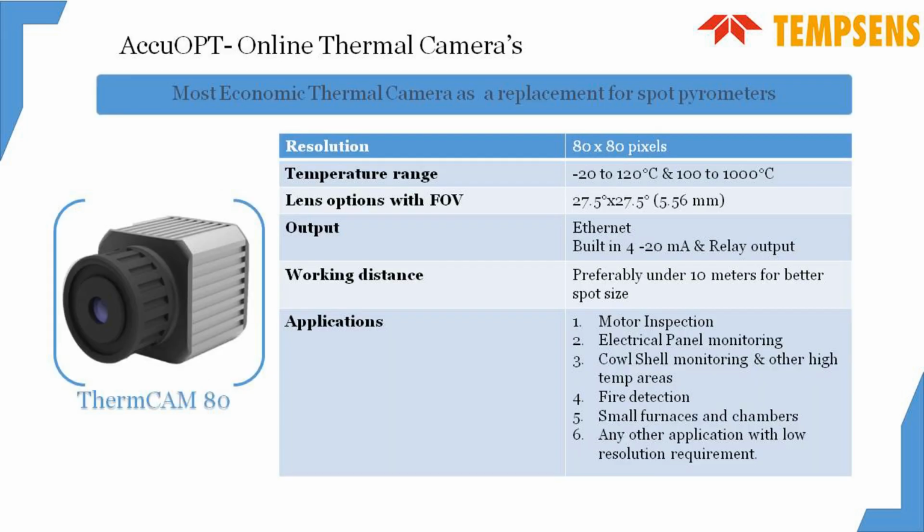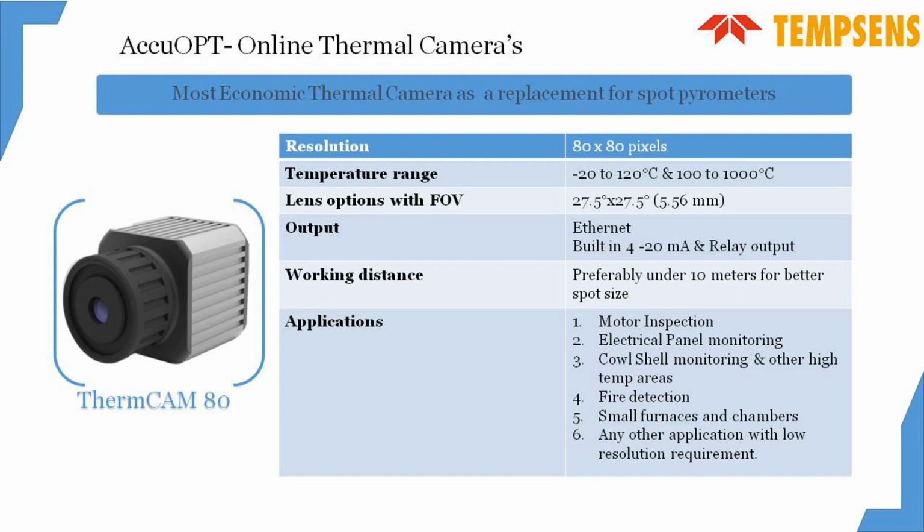Now coming to the product range that we have in our basket, we have two kinds of products: online thermal imager, which is the fixed kind, and portable. So first of all, we will be covering some detailed specifications of online thermal imagers. The first product is the most economic thermal camera. It can be used as a replacement of 4-spot pyrometers.